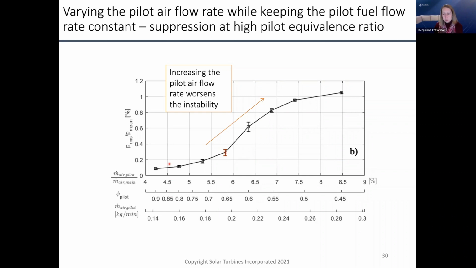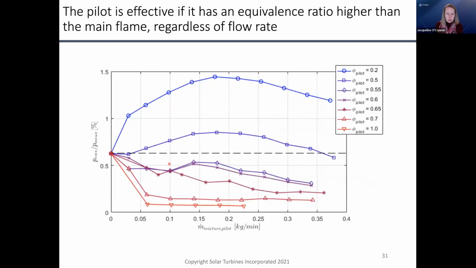So one of the things he was really interested in was, okay, what seems to be controlling the efficacy of the pilot here is not the flow rate so much as the equivalence ratio. So then what he did was he took data at a whole bunch of different pilot flow rates, which is what's on the x-axis, and then a whole bunch of different pilot equivalence ratios, which is what's in the colors, and measured the acoustic fluctuation in the combustor.